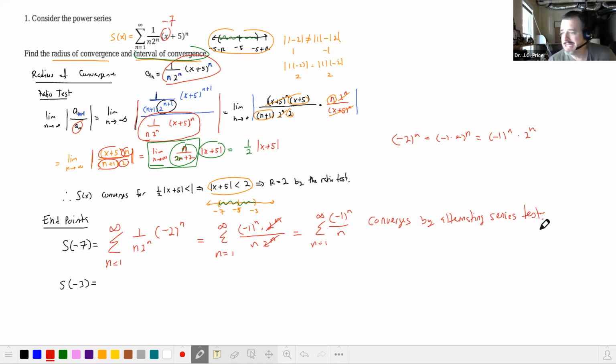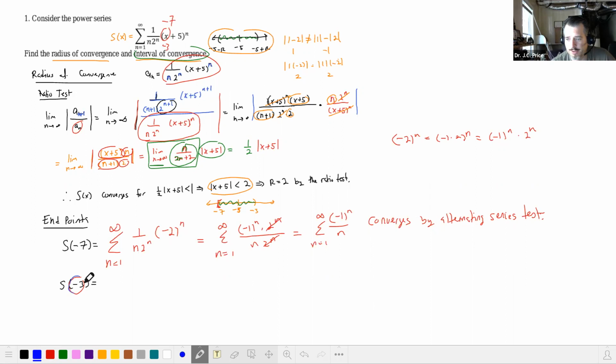So what does that mean? That means in my picture on -7, you're going to include that endpoint. So I'll put a square bracket on my little picture up there because I'm going to include that endpoint. And then I got one more to do. So I want to do s of -3. So I'm going to plug -3 in here for my x, right?